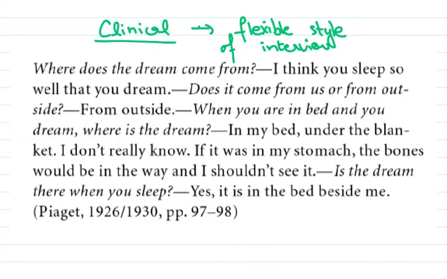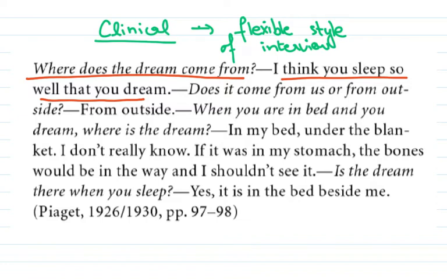So here we have this particular bit from an interview that Jean Piaget, we've already looked at his cognitive developmental theory, was conducting with a 5-year-old child, asking him about dreams, trying to assess his understanding of dreams. So he says, "Where does the dream come from?" And the child says, "I think you sleep so well that you dream." And then Piaget asks, "Does it come from us or from outside?" And the child says, "From outside."